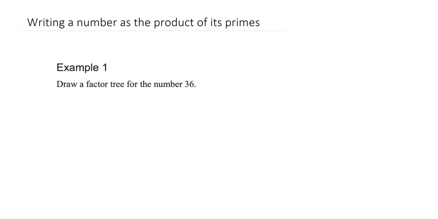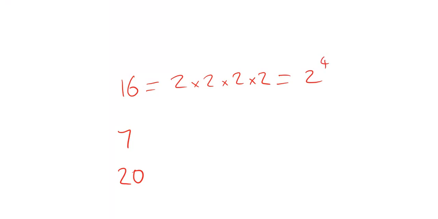Hello everybody, today we're going to look at how to find a number written as the product of its primes. And really, before we go into the example, I just want to make this clear. Every single number, let's just take 16 for a second, or 7, or 20, they can all be written as a string of prime numbers. So for example, 16 is 2 times 2 times 2 times 2, or in other words, 2 to the power of 4.